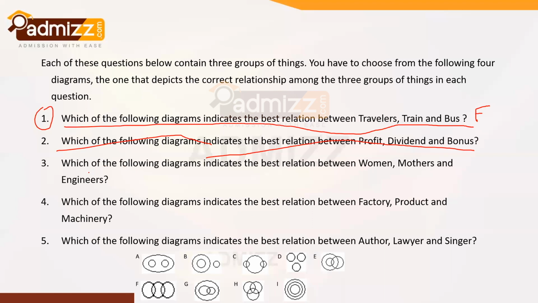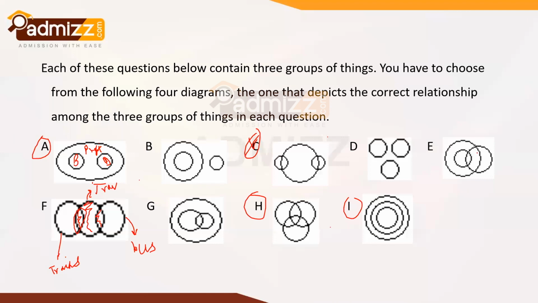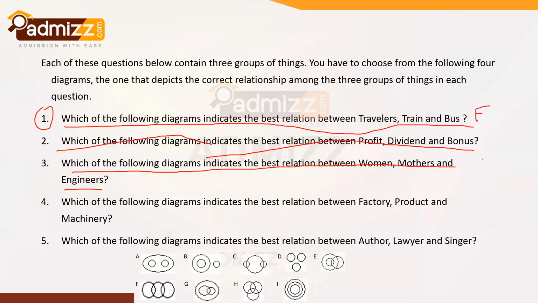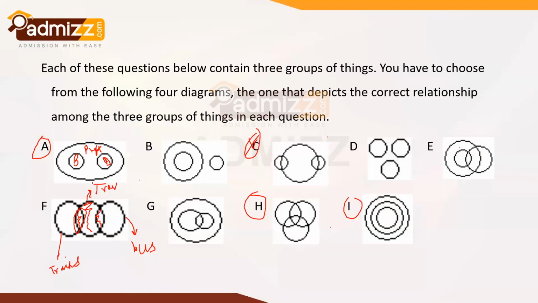Which of the following diagrams indicates the best relation between women, mothers, and engineers? Yep. Almost every one of you guessed this correct. The correct answer is option number E. Let me tell you why, right? So the question asks for women, mothers, and engineers, right? So this larger, outer one is women, right? This is mothers, M, right? And this outer one is engineers, right?